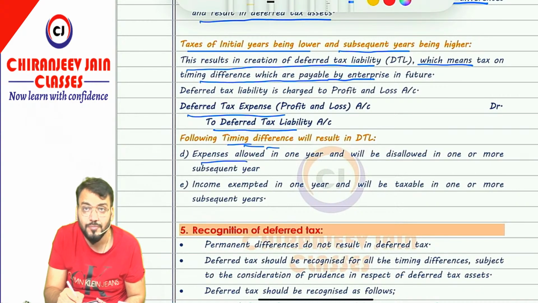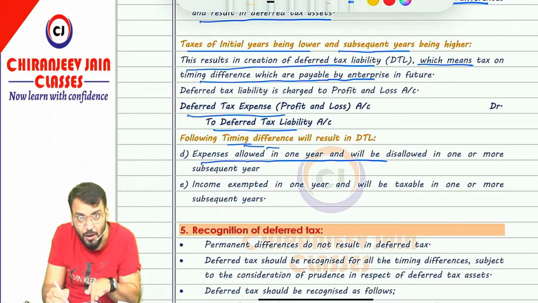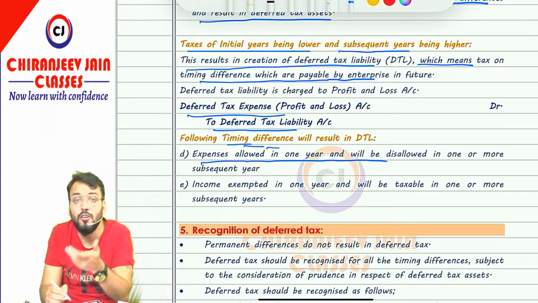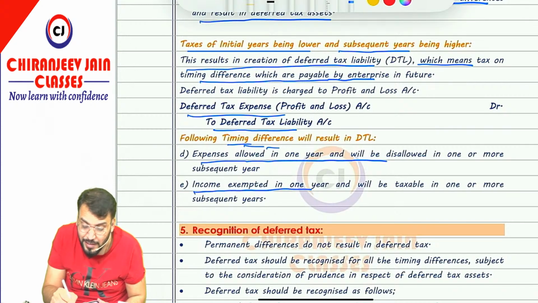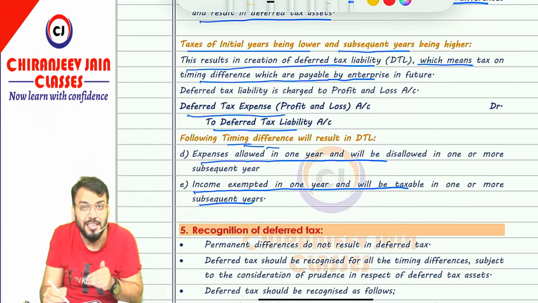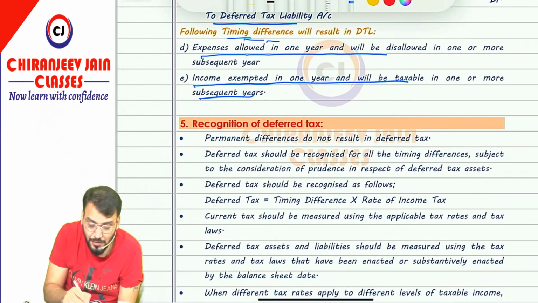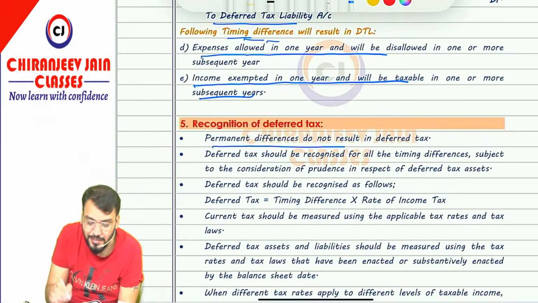Expense allowed in 1 year which will be disallowed in one or more subsequent years. So expense allowed in the current year as per the Income Tax Act, which will be disallowed in future. When it is disallowed in future, it is added to taxable profit, which means we are paying higher tax in future. Or income exempted in 1 year but taxable in one or more subsequent years will also give rise to some deferred tax liability. Understood this much?